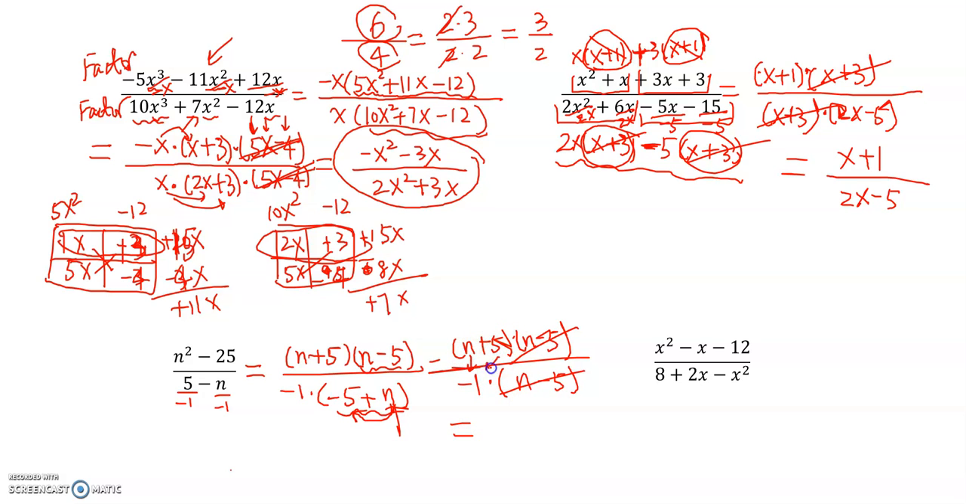And we can divide through. So n divided by negative 1 is negative n. 5 divided by negative 1 is negative 5. So that's the final answer.